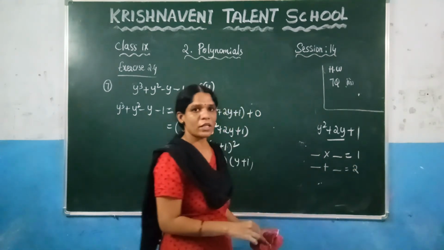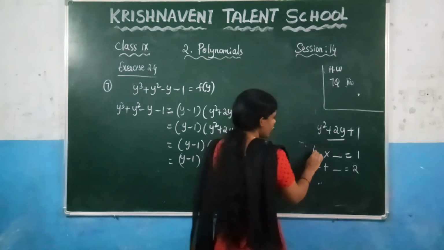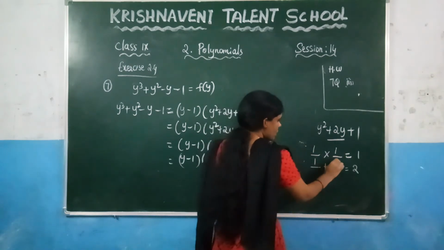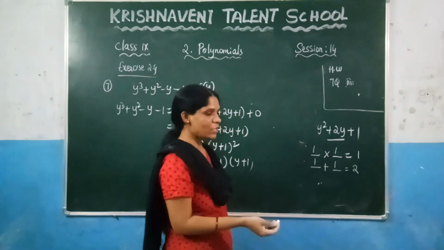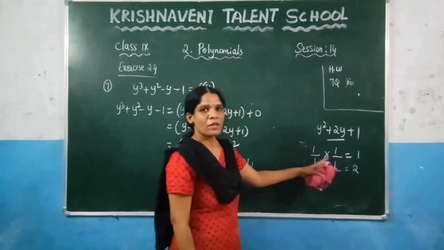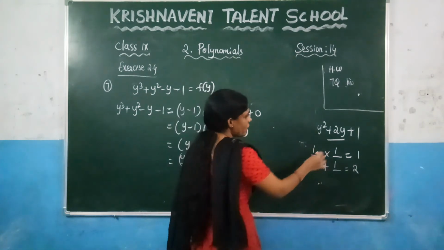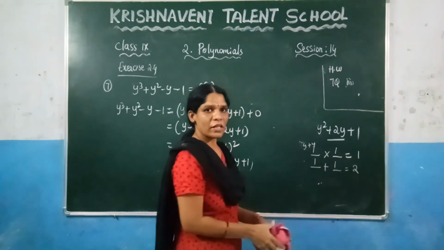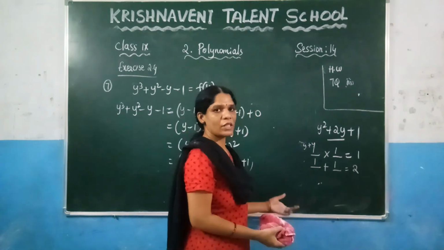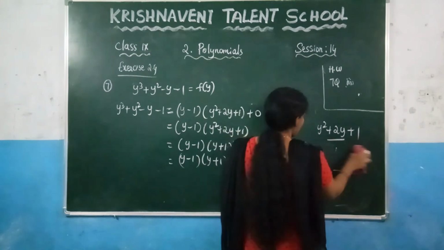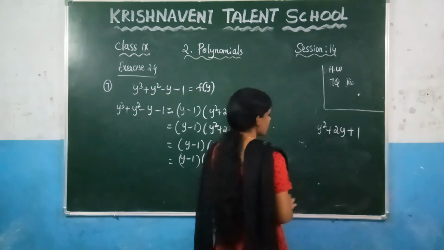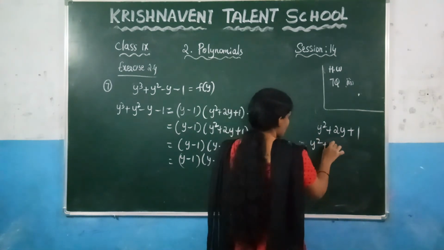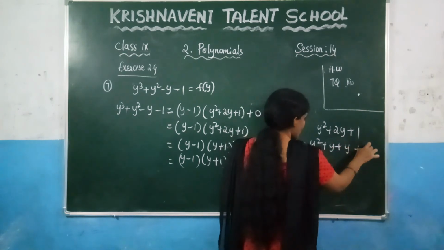Right? So what are those numbers? You know that 1 into 1 is 1 and 1 plus 1 is 2. So what are those values here? Which is nothing but 1 and 1. So you need to split 2y as y plus y. So by splitting, you can write this one as y square plus y plus y plus 1.